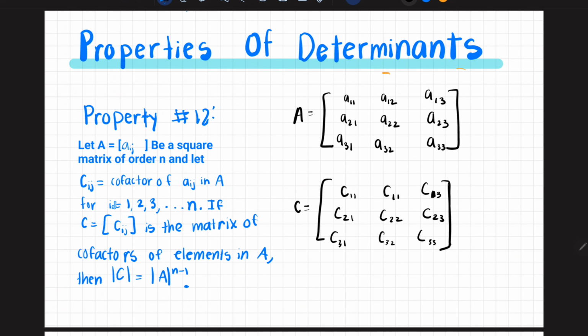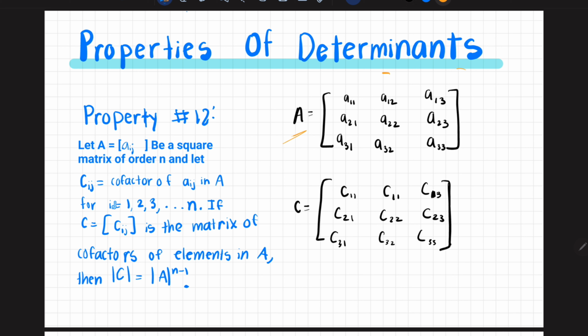And now for our last property, let A be a square matrix of order n, and let Cij be the cofactor of Aij in the matrix A. Previously we talked about cofactors, so that is going to be helpful in this property. If C is equal to the matrix Cij, the matrix of cofactors of elements in A, then the determinant of C is equal to the determinant of A to the power n minus 1. So once again, this is best understood with an example.